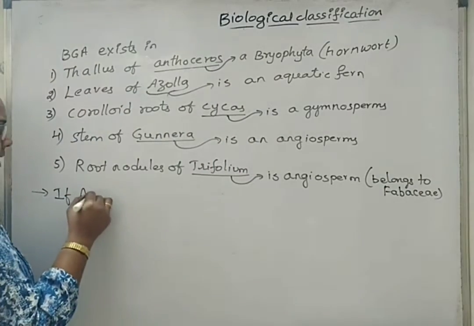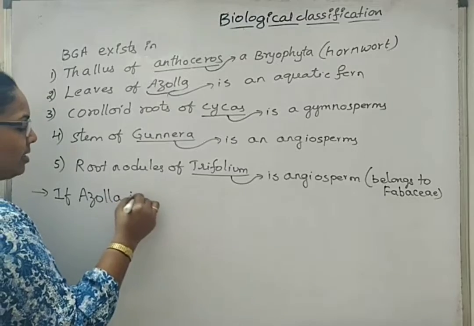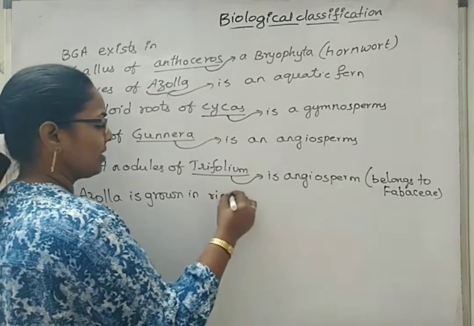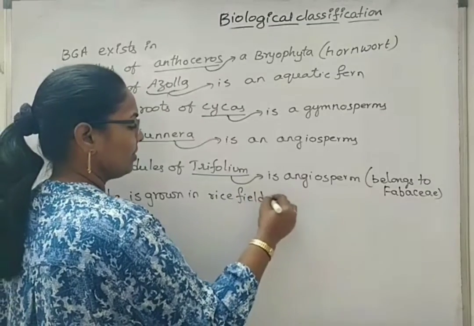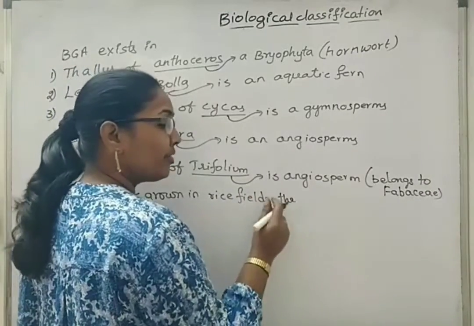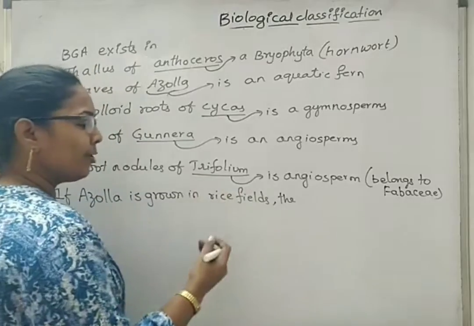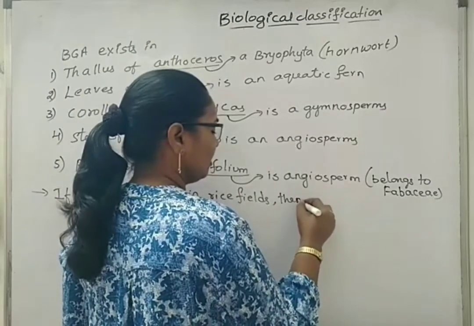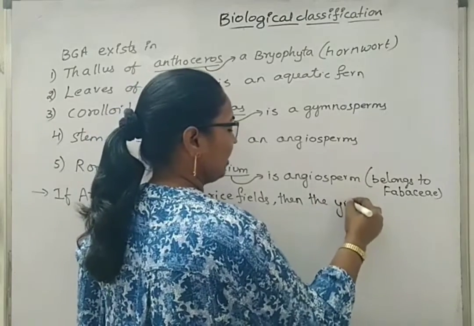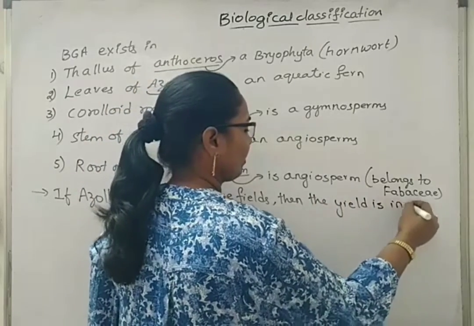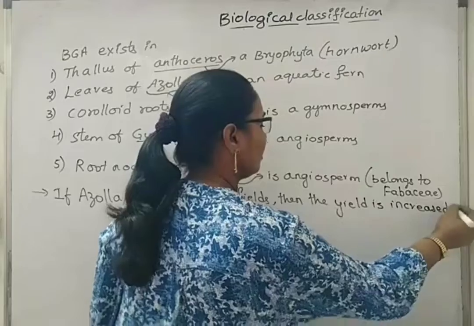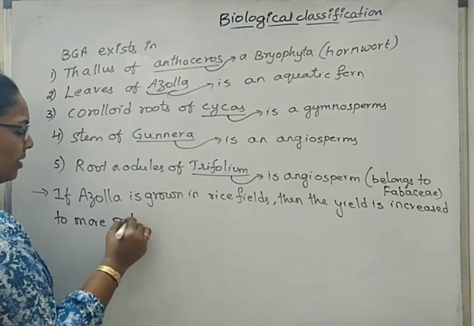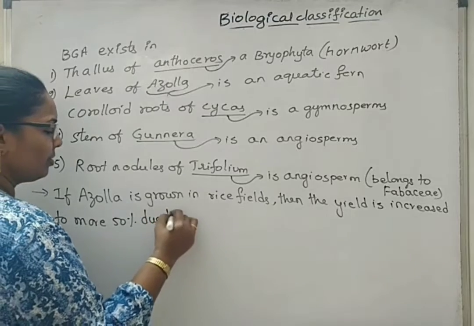If Azolla is grown in rice fields, then yield will be 50% more because of Anabaena in the leaves of Azolla. The yield is increased by 50% due to Anabaena.